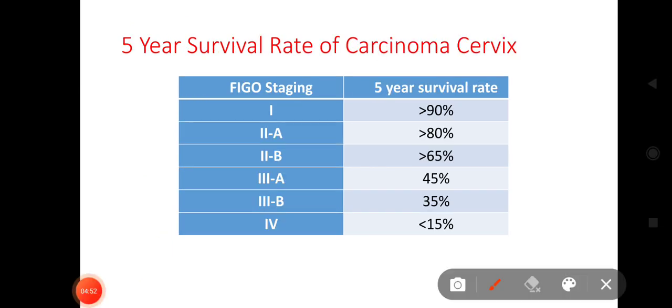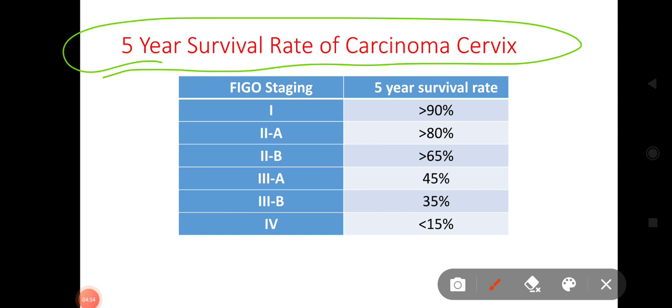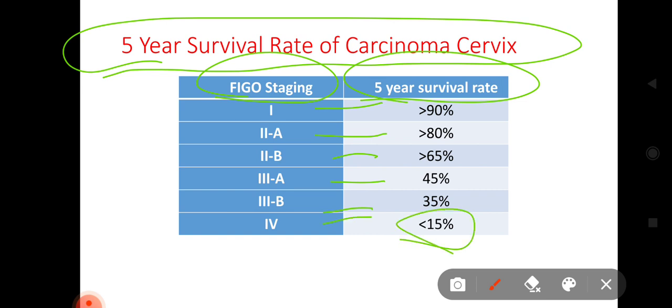Now 5-year survival rate of carcinoma cervix. According to FIGO staging and 5-year survival rate, stage 1 it's more than 90%, 2A it's more than 80, 2B 65, 3A 45, 3B 35, and stage 4 it's 15%. So remember at least stage 4 and stage 3, around 35 to 45% in stage 3 and less than 15% in stage 4.